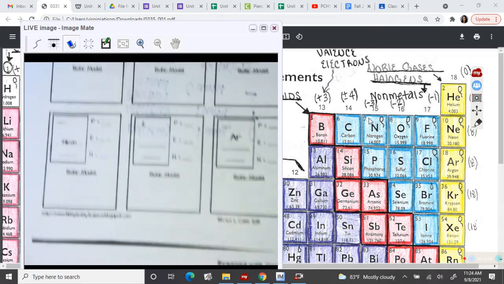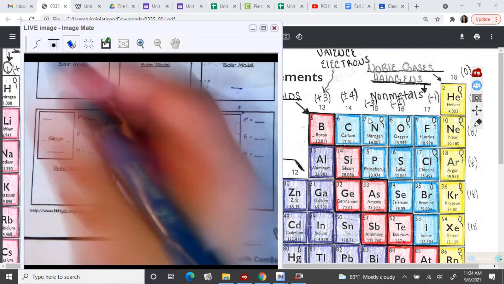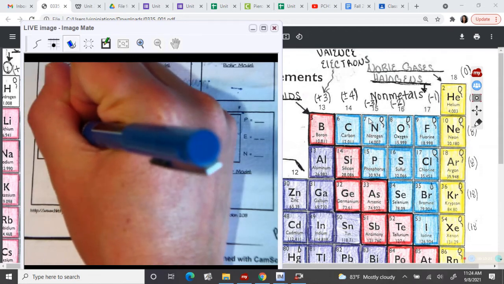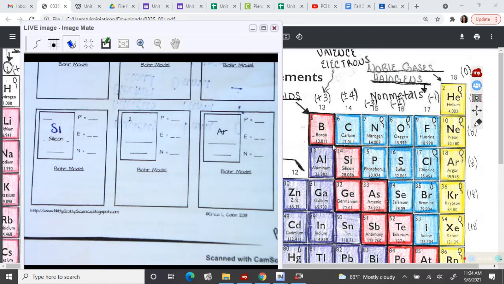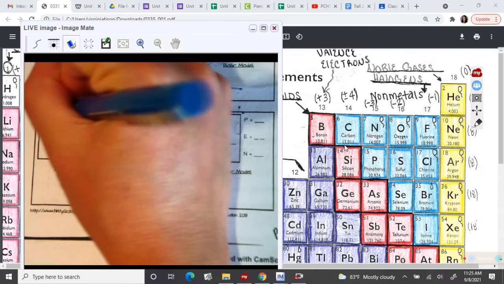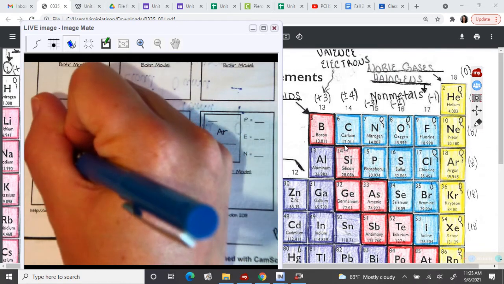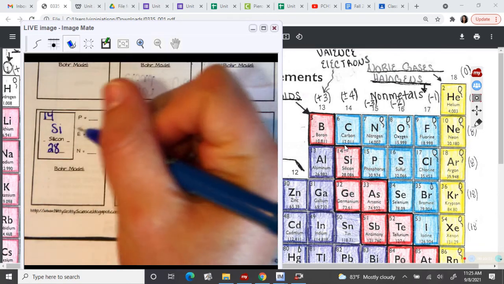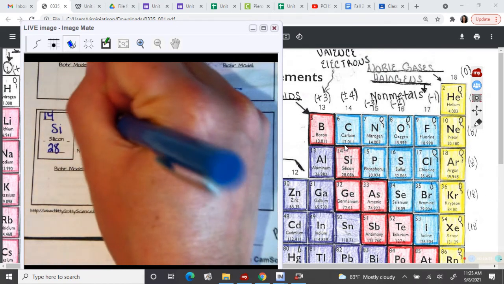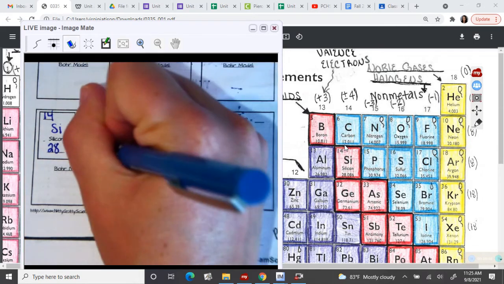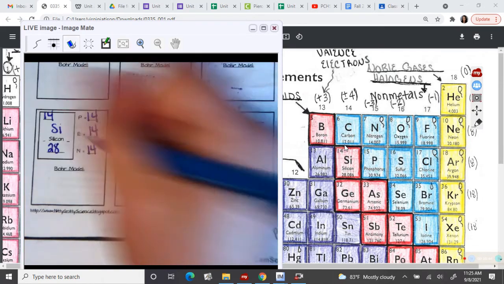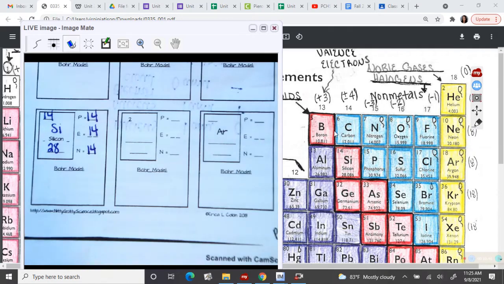All right, down here at the bottom, silicon. I know the symbol is Si. I need to find it. It's right here. It's got an atomic number of 14 and an atomic mass of 28.0. Okay, so my protons are 14, my electrons are 14, and my neutrons are 14. 28 minus 14.